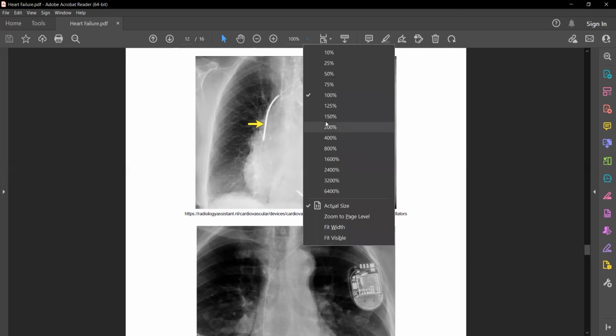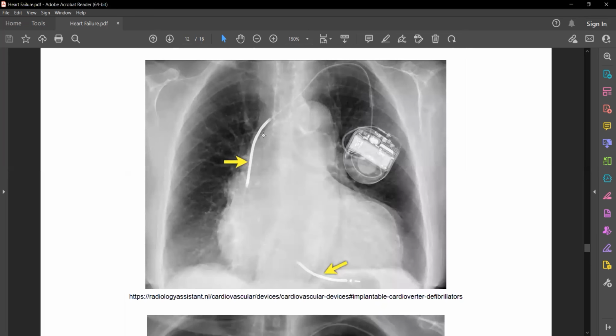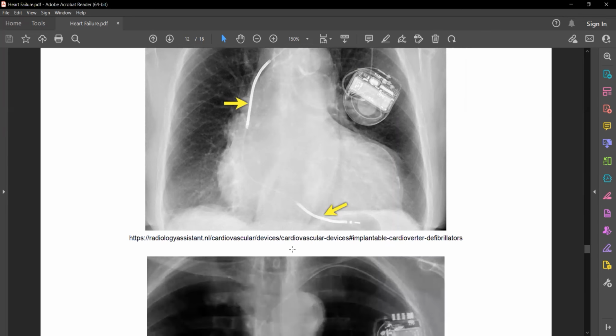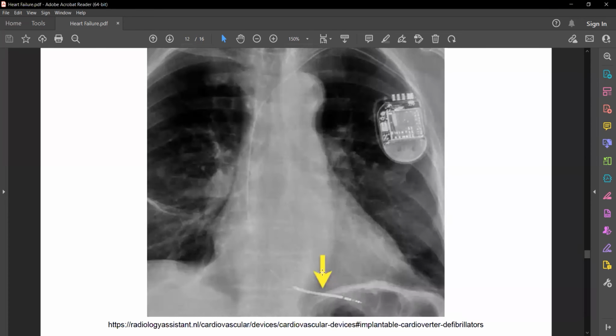For example, this is a single chamber ICD, and you can see two coils over here. This single chamber ICD has one lead that goes into the right ventricle, and it has two coils for shocking the patient. Then this is a single chamber ICD with one coil lead in the right ventricle. So single coil, single chamber ICD.